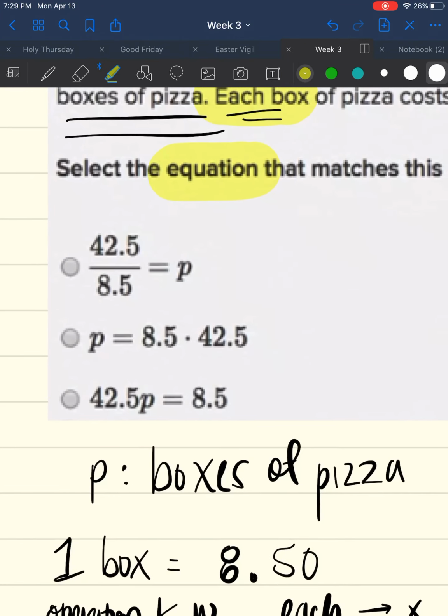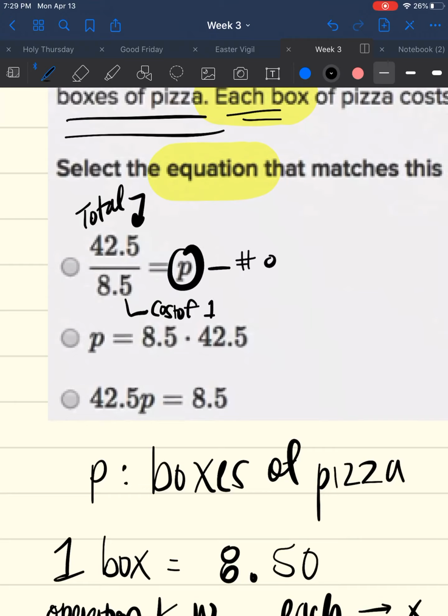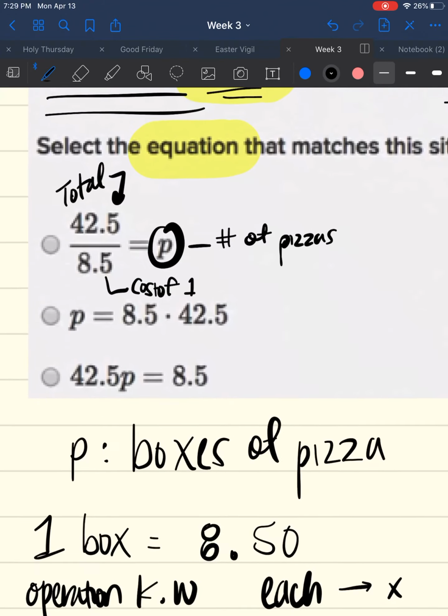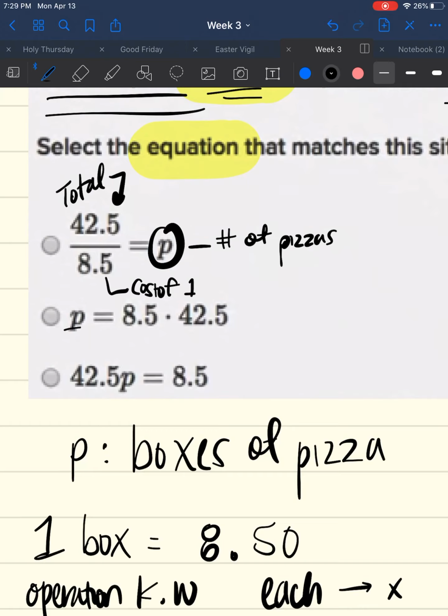Now, what they're doing here is they're taking the total and they're dividing it by the cost of 1 to get the number of pizzas, which is exactly what we did in the equation that we constructed. Let's take a look at the second one. It says P is equal to, so the number of pizzas that you can buy is equal to 8.5.